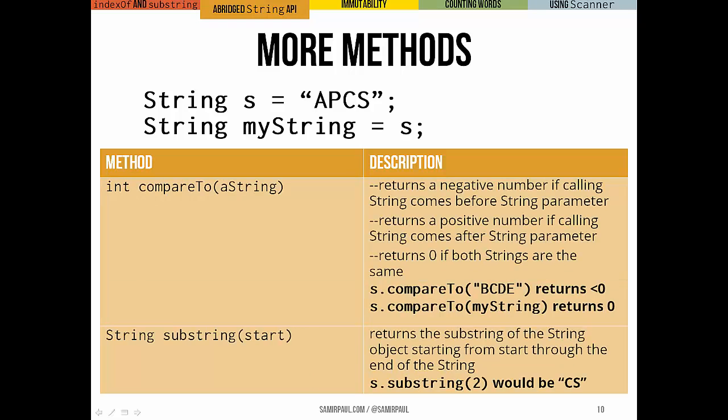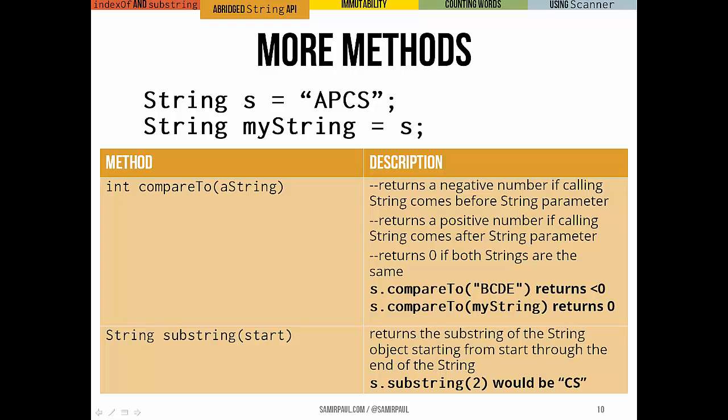CompareTo is an interesting one we haven't really seen so far. CompareTo is basically a way for us to compare the order of two strings. It returns a negative number if the calling string comes before the parameter alphabetically. It returns a positive number if the calling string comes after the parameter, or 0 if they're the same.